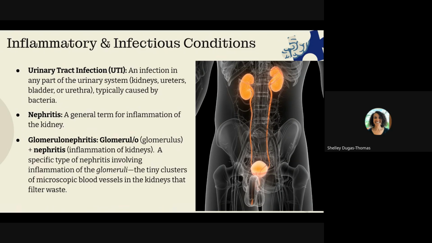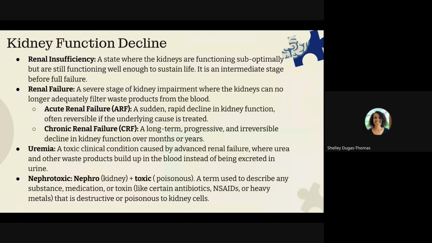Nephritis is the broad term for inflammation of the kidneys. Glomerulonephritis is highly specific inflammation involving the microscopic clusters of blood vessels called the glomeruli. If these filters are inflamed, they leak substances that shouldn't be in the urine, leading to some of our next concepts. So, renal insufficiency is suboptimal kidney function.